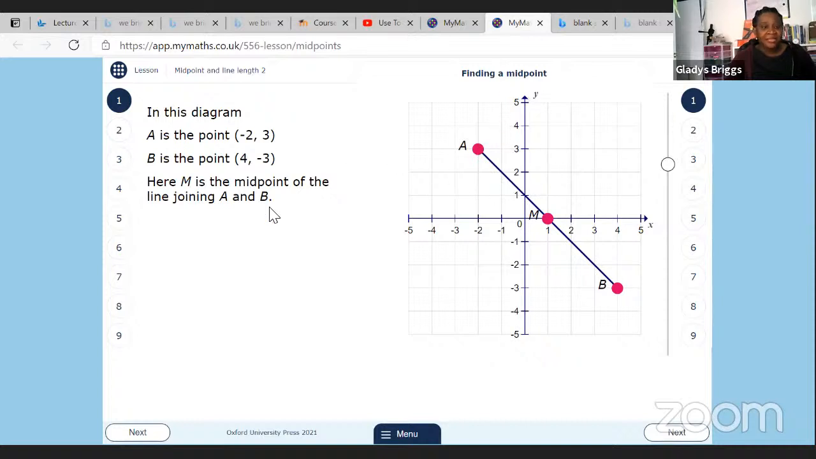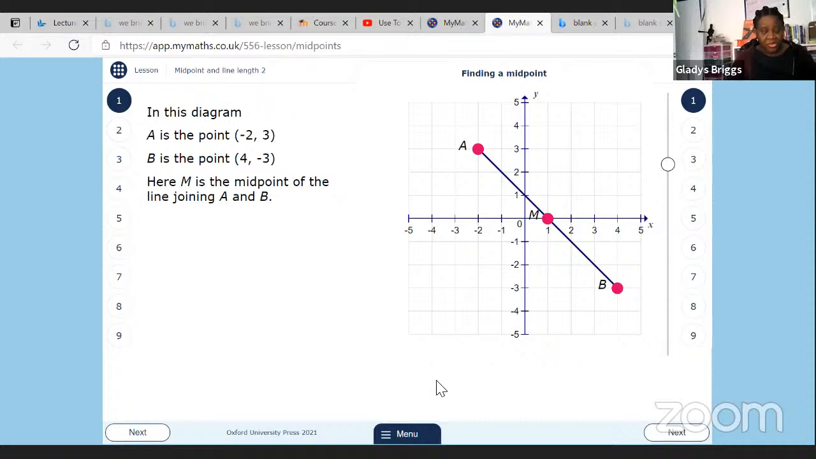So you have that line. And B is the point 4, -3 here. And the midpoint is here, okay? We can see it from the graph that it is 1, 0. x is 1, y is 0, yeah. But we need to learn how to work out the midpoints using algebraic methods, okay?